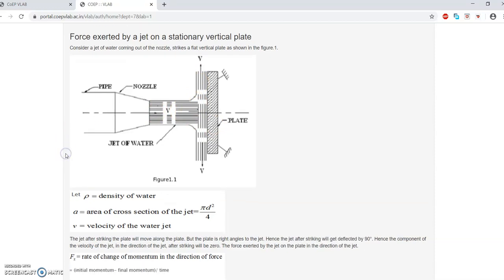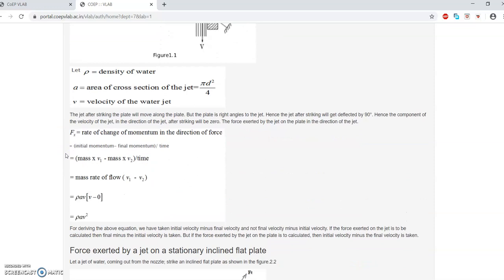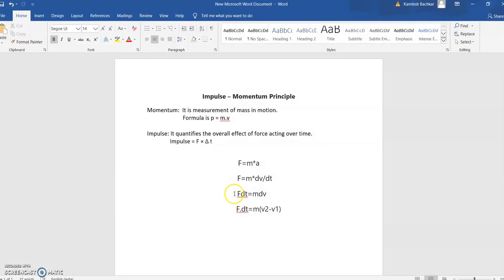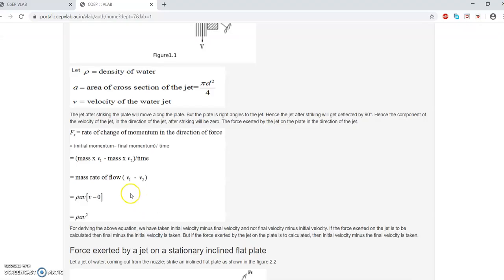So let's look at the formula here. The formula is derived from the impulse momentum equation, the formula which we studied in the last lecture, where we derived this formula and saw that if you want to find the force, it is dependent upon the remaining parameters. In the same way, all these parameters are considered here. So we can see here Fx is mass into v1 minus mass into v2, divided by time.